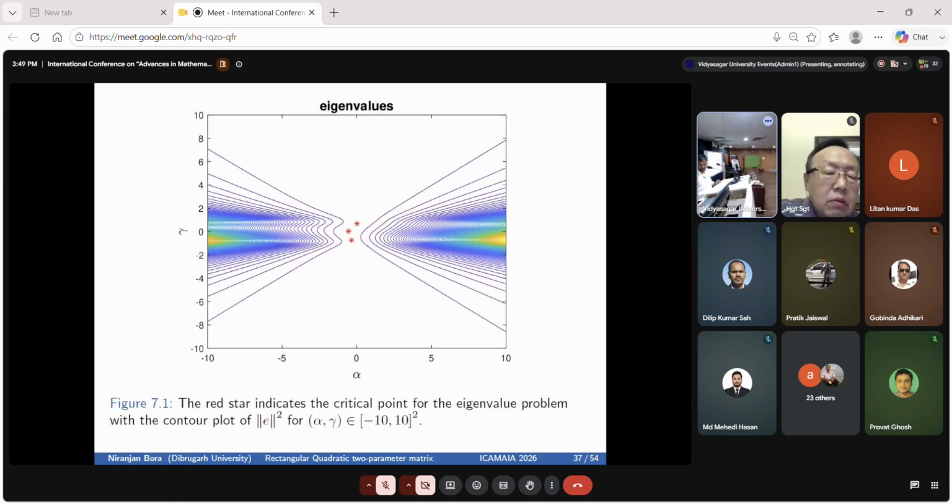And this figure is plot, and this red star indicates the critical point of the eigenvalue with contour plot of norm of E square. This is the error function.